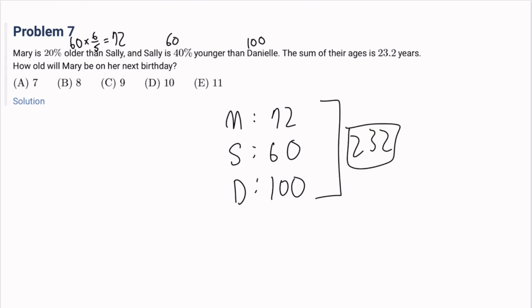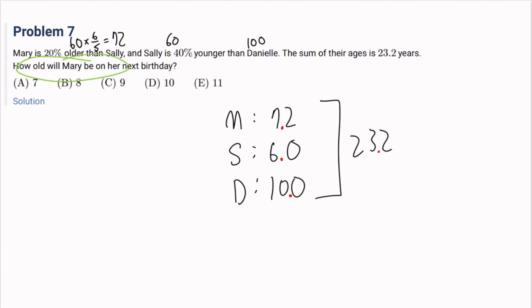But then this number, we saw it kind of before. The sum of their ages is 23.2 years, right? So that means we've got a decimal point right here, and so that also means that we've got a decimal point right there for Mary, Sally, and Danielle's ages. Okay, so that means Mary is 7.2 years old, because little kids care about like 0.2 ages, and Sally is 6 years old, and Danielle is 10 years old, right?